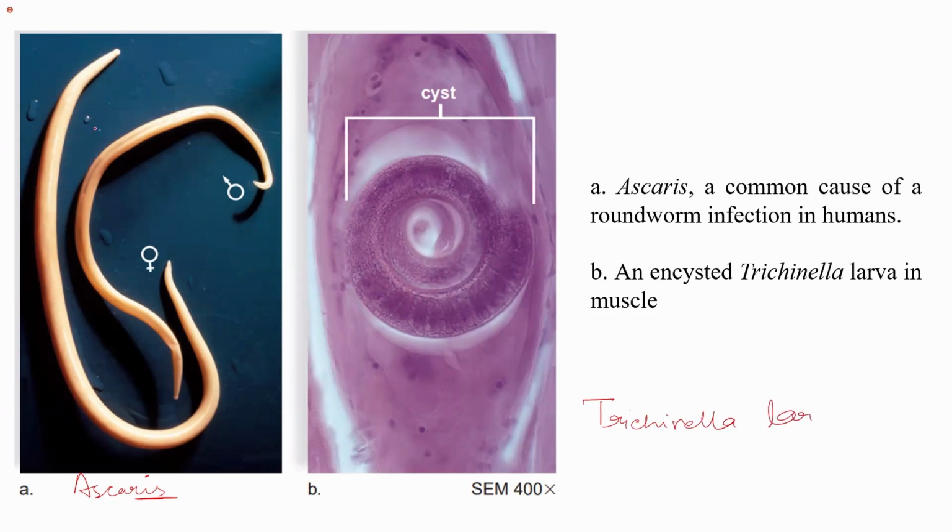If you see, you can clearly see the morphology here, which I was trying to make you understand earlier: they have a cylindrical body. The body is cylindrical, round, but the ends are tapering, pointed. The body is cylindrical and the ends are tapering.